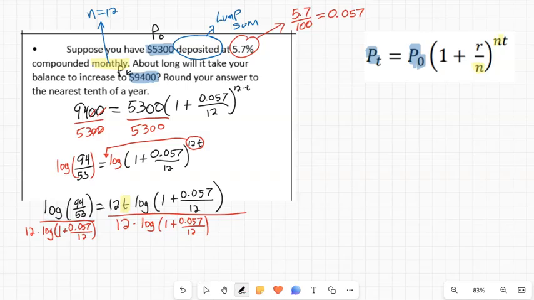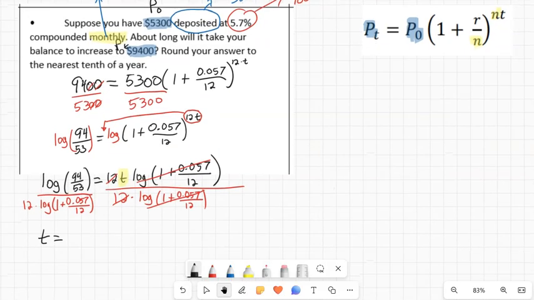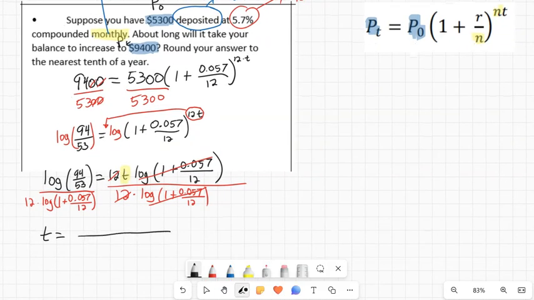Perfect. So on the right side, the 12 reduces, the log reduces. We end up with just t equals, and we have kind of a mess on the left side. It's a fraction. On the top is log of 94 divided by 53. And on the bottom is 12 and the log of that mess.